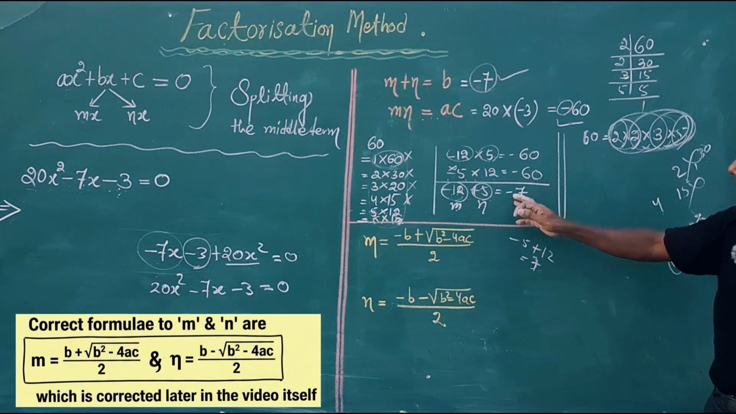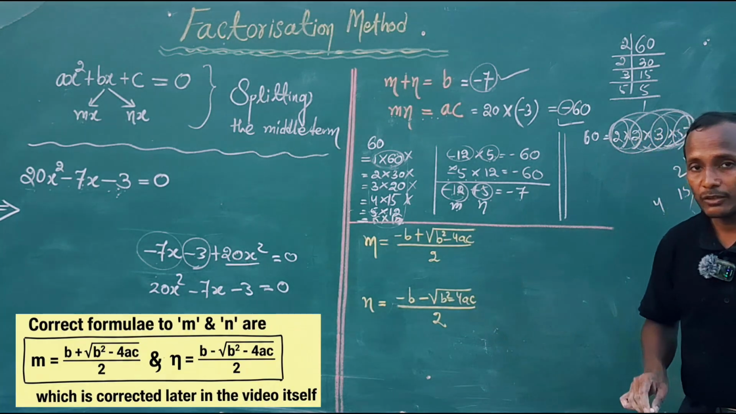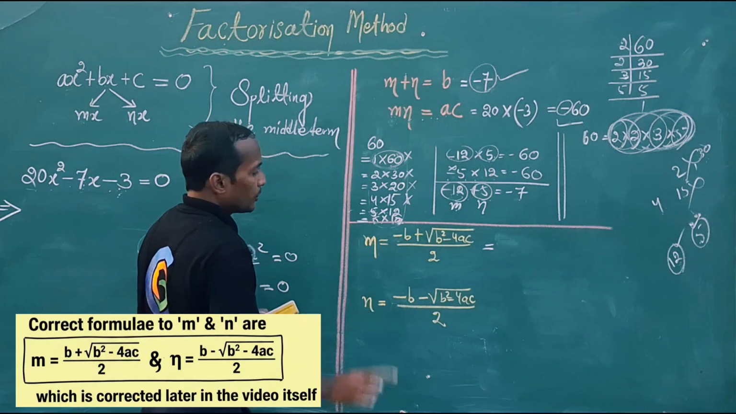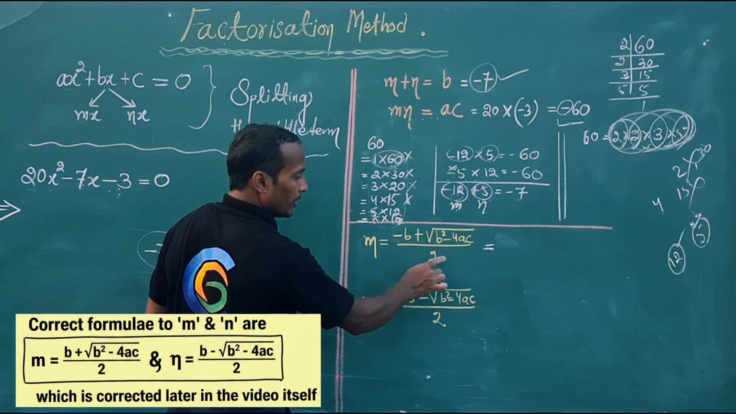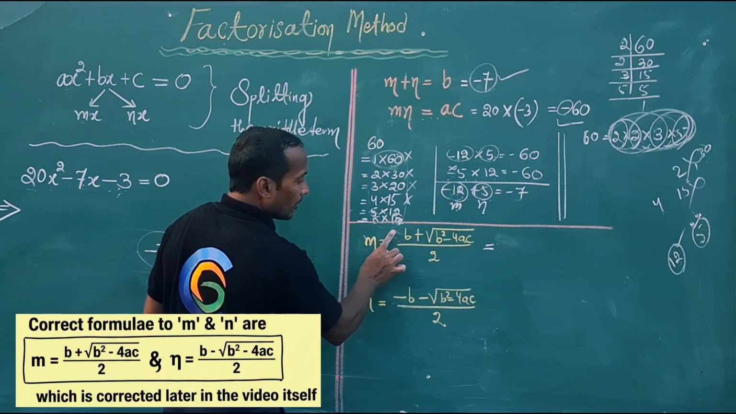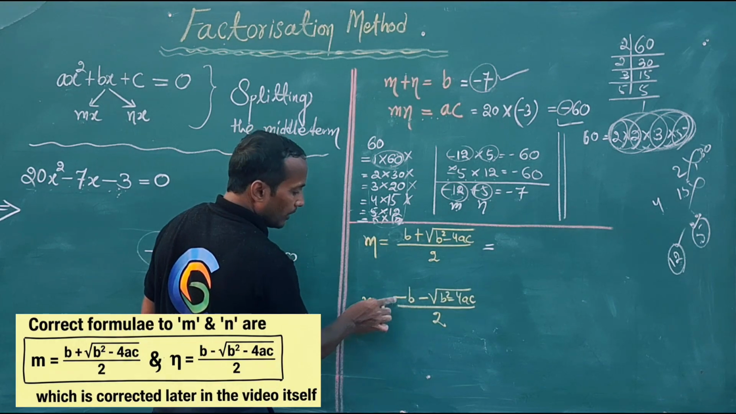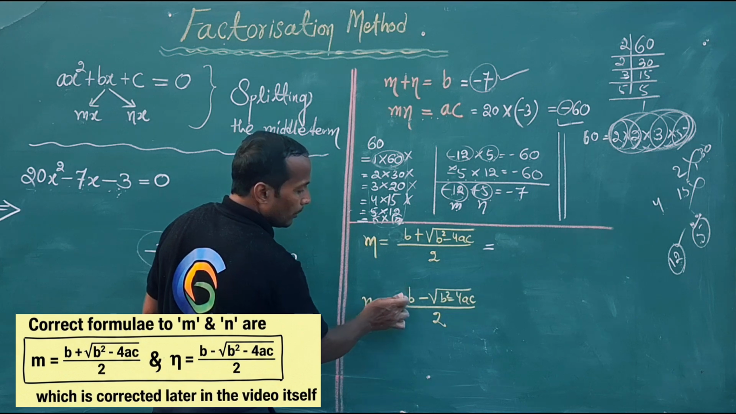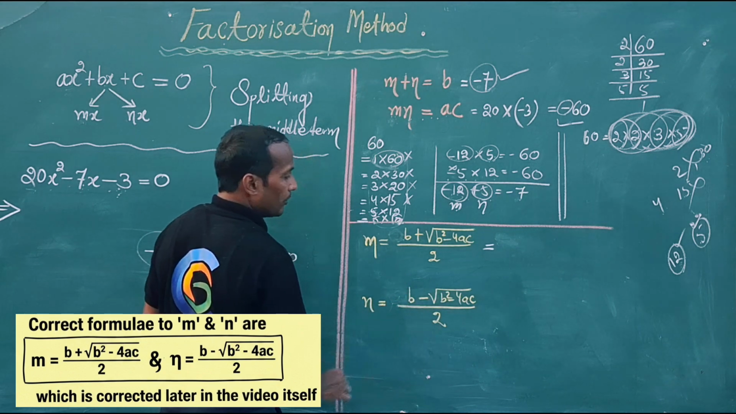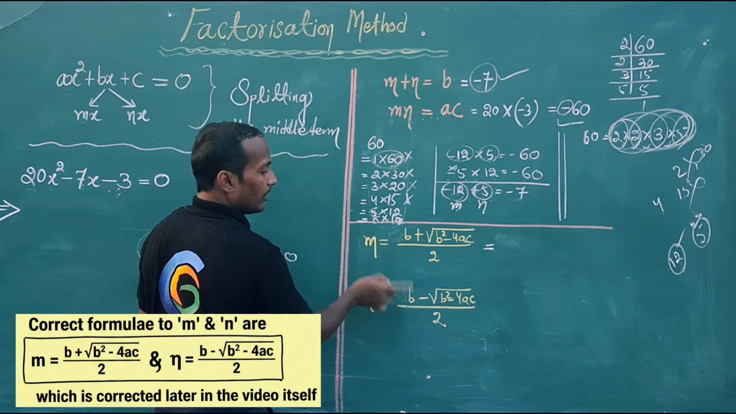If you face difficulty in this, you can go for the direct formula of m and n. So let us calculate what we are getting. Students, by mistake I had written minus b here. The formula for m is not minus b plus root b square minus 4ac by 2. It is plus b plus root b square minus 4ac by 2. And for n, it is not minus b, it is plus b minus root b square minus 4ac by 2. These two are the formulas for m and n. By mistake I had written minus here earlier. I have corrected it. The corrected formulas are these two.